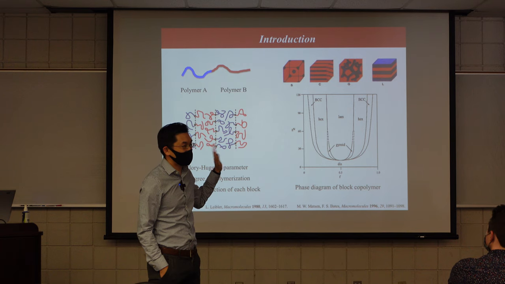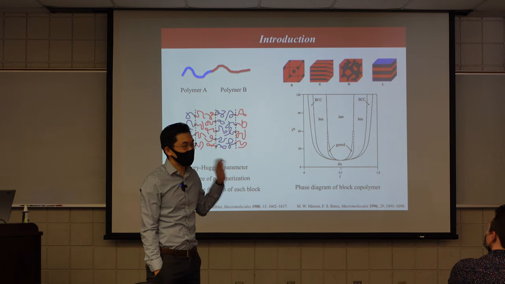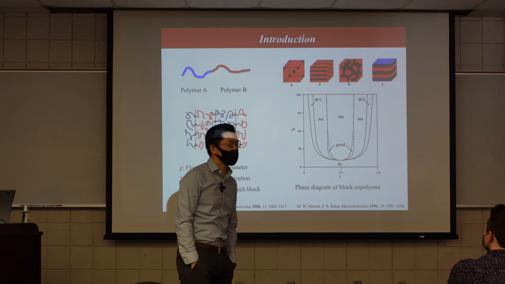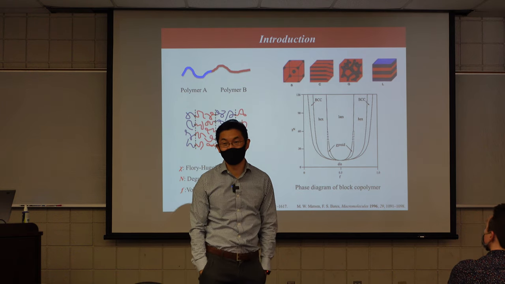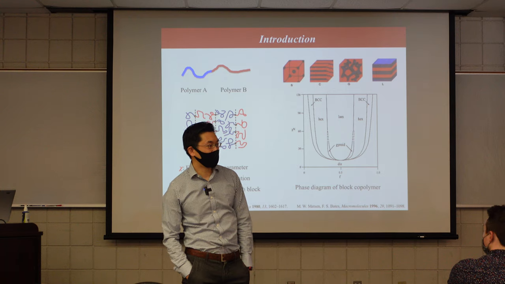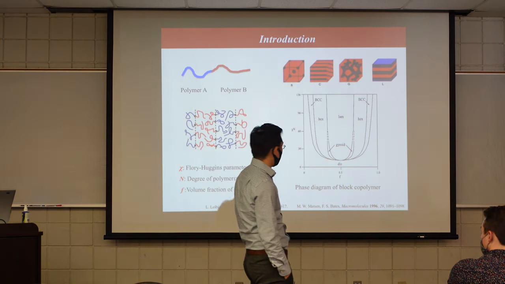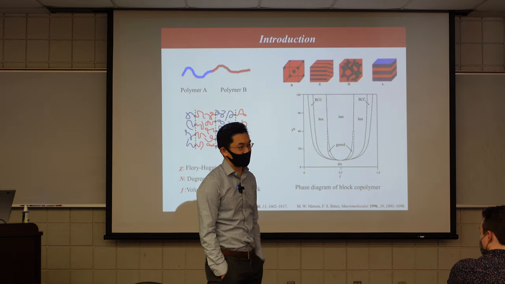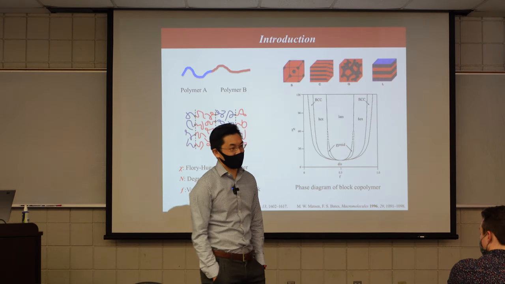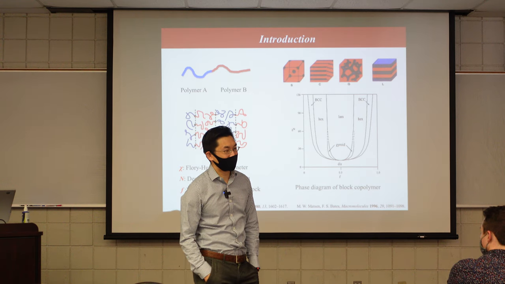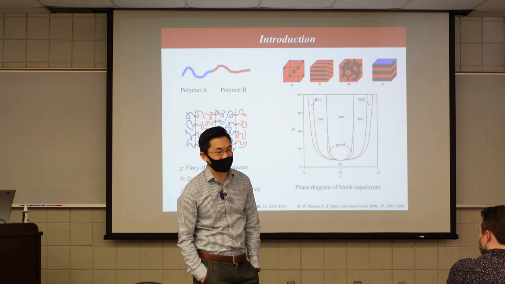Keep in mind, chi is usually defined by your choice of polymer. So let's say you pick polystyrene, polyisoprene, the chi value is already defined. You don't have much room to change it. N is the degree of polymerization, so you can change it. In other words, for the same block polymer, you could have it go from phase mixed to phase separated.